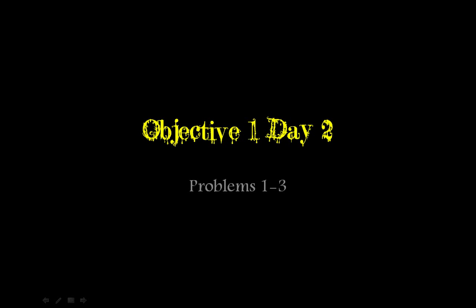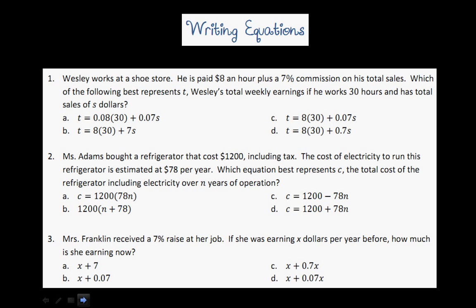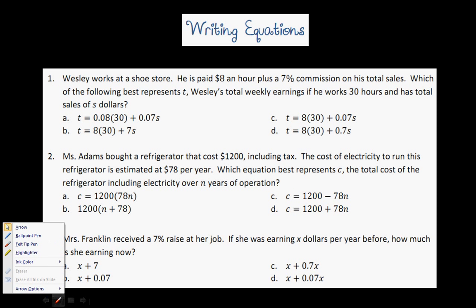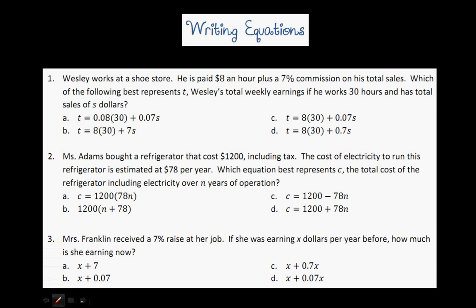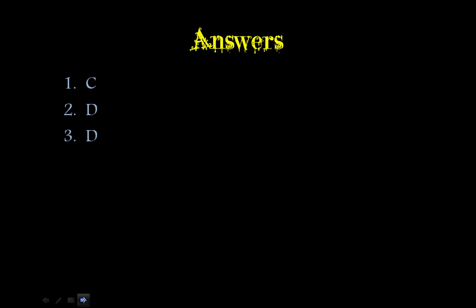This is Objective 1, Day 2. This homework was assigned on March 20th, and I'm going to do problems 1 through 3 first. Problems 1 through 3 are these here, which all involve writing equations. These are the answers that you should have gotten. Number 1 was C, 2 and 3 were both D. So if you missed any one of those, just skip ahead to the one that you missed.